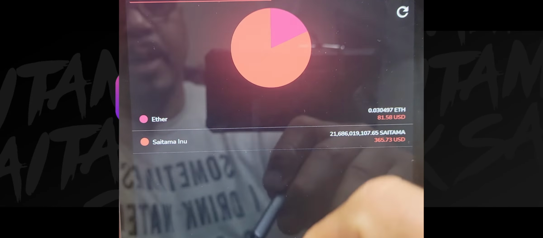So that's how you do it, guys. So it's working. I've done it a few times. So I've done it about 3 or 4 times, back and forth, and I've also sent it back to Coinbase wallet, so I know it worked both ways, guys, to and fro.